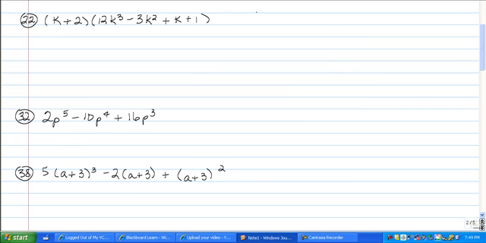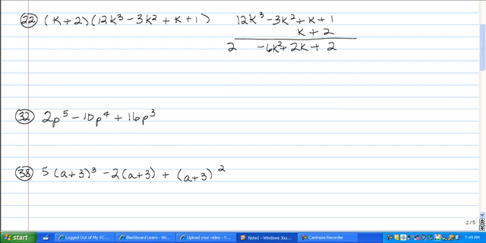Okay, in 22, we had a rather long polynomial. So I'm going to do this vertically. And I'm multiplying by k plus 2. Okay, first step is to multiply everything by 2, so 2k minus 6k squared, 24k cubed. I'm going to multiply everything by k, and I'm keeping my terms lined up. K squared minus 3k cubed, and then 12k to the 4th.